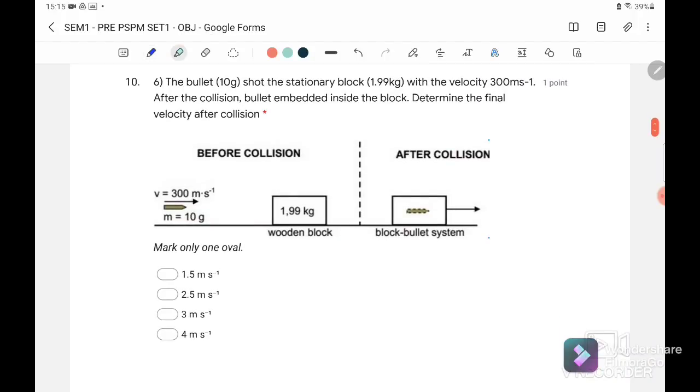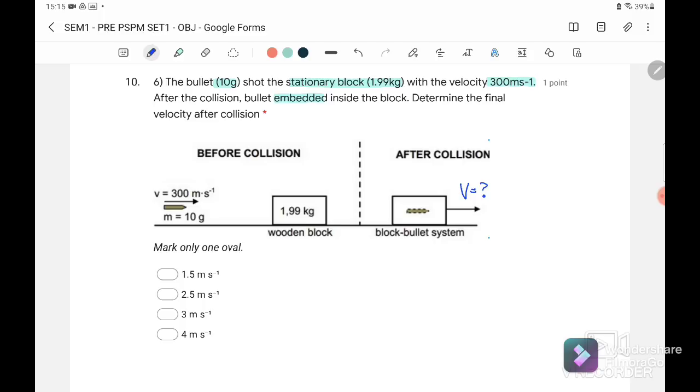Question number 6. A bullet of 10 grams shoots a stationary block of 1.99 kg with the velocity 300. After the collision, the bullet is embedded inside the block. So determine the final velocity after the bullet is embedded into the block.